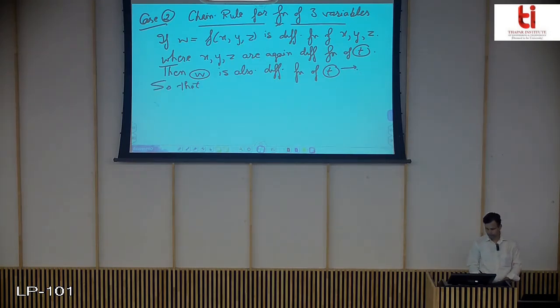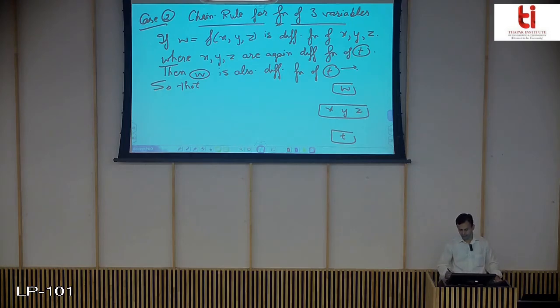Now, what is the situation in this case when w is a function of three variables? You have w here, you have x, y, z. W depends upon x, y, z, and they in turn depend upon t. So the only difference from the previous formula is that you have three intermediate variables. The dependent variable is the same as in the previous case, and there is one independent variable. So here, let me write w, x, y, z, and this is t.